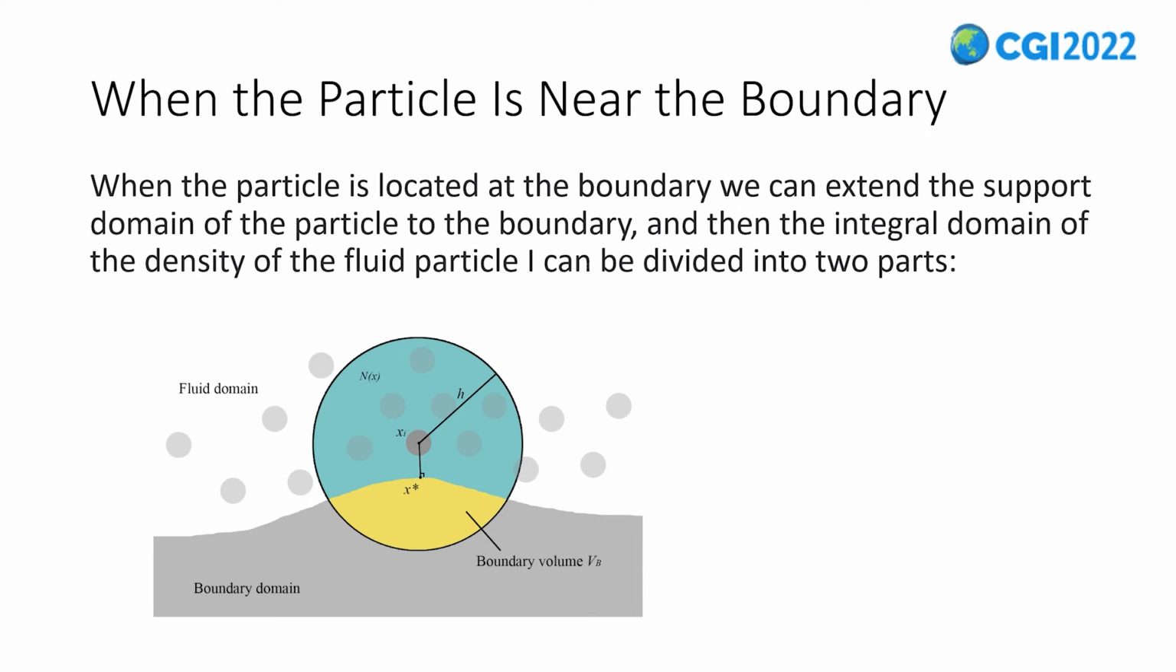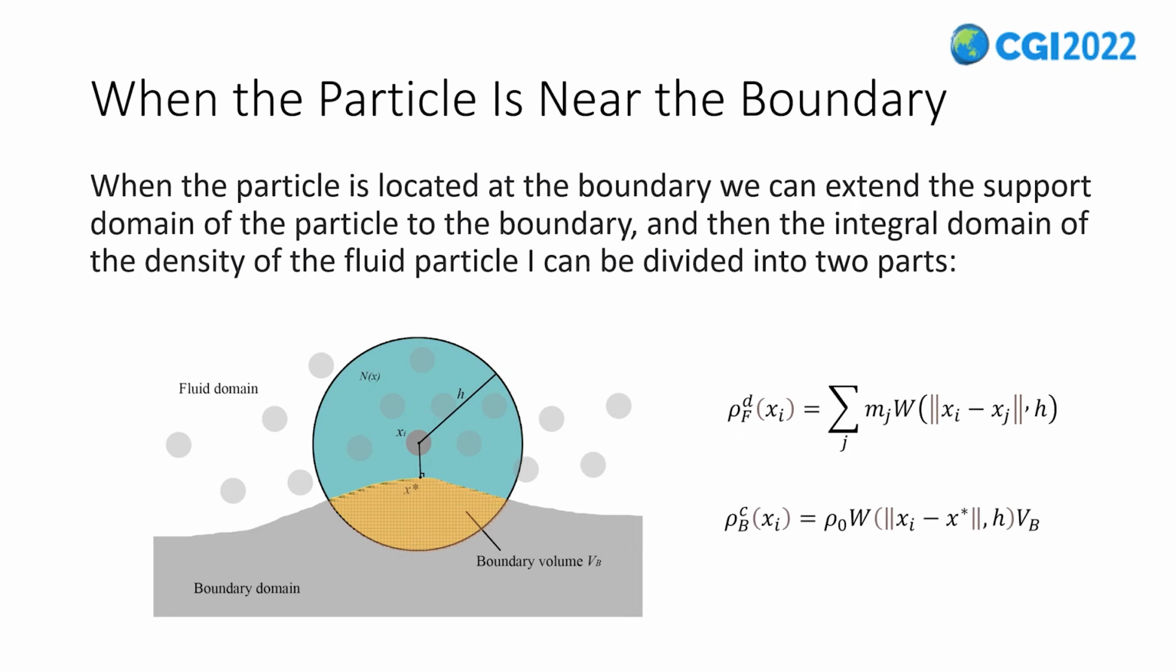When the particle is located at the boundary, as shown in this figure, we can extend the particle support domain to the boundary. At this point, the integral density domain of the fluid particle can be divided into the fluid domain and the boundary domain. For the fluid domain, density can be calculated by the weighted sum of its neighbor particles. And for the boundary part, the continuous density contribution of the boundary region can be defined as this equation. And VB is the volume of the intersection area between the particle support domain and the boundary.